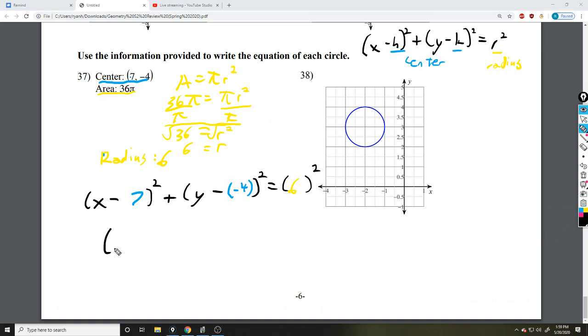So let's write that out a bit nicer. X minus 7 squared plus y minus a negative would be plus 4 squared. Again, the negative is going to appear as the switch sign, so it'll appear as a plus. 6 squared is 36. So there's our equation.